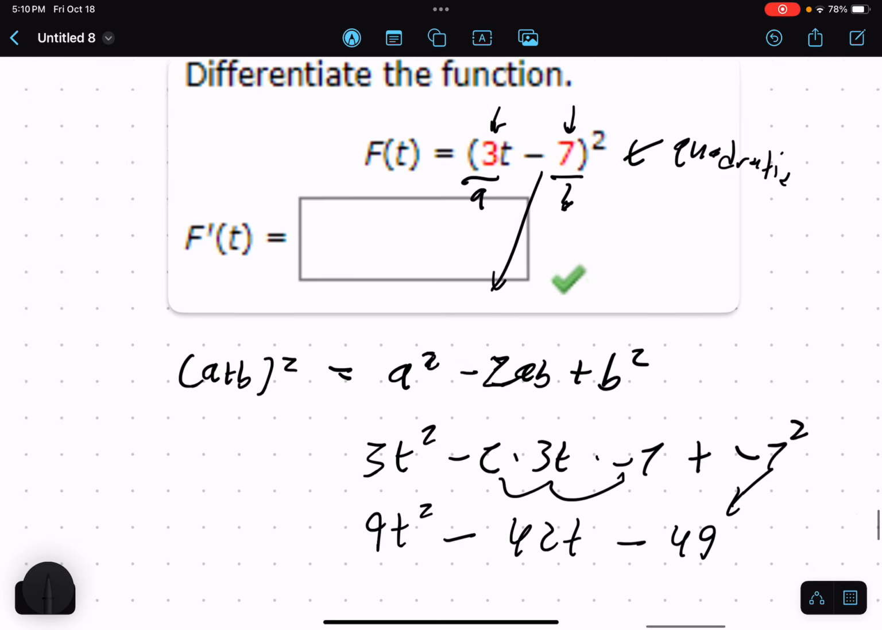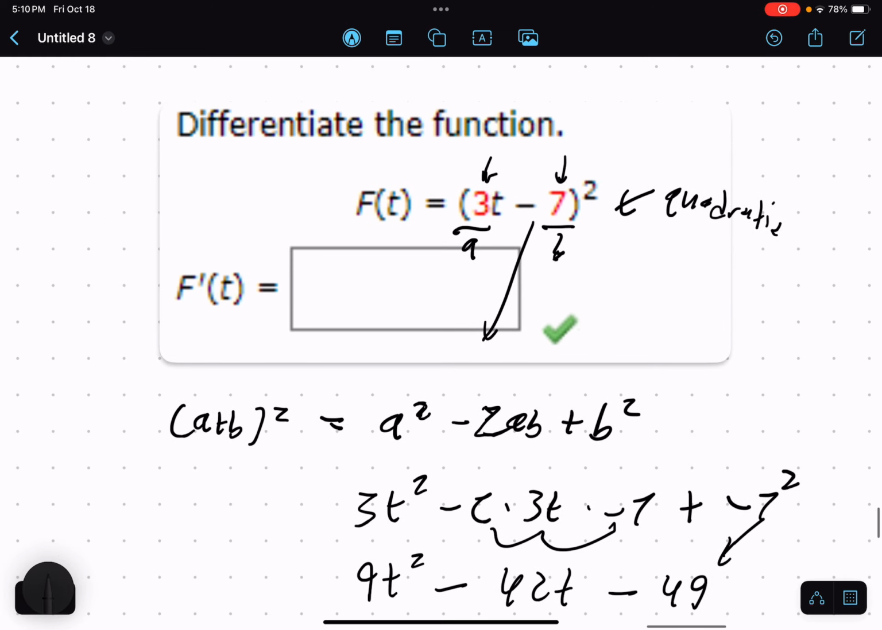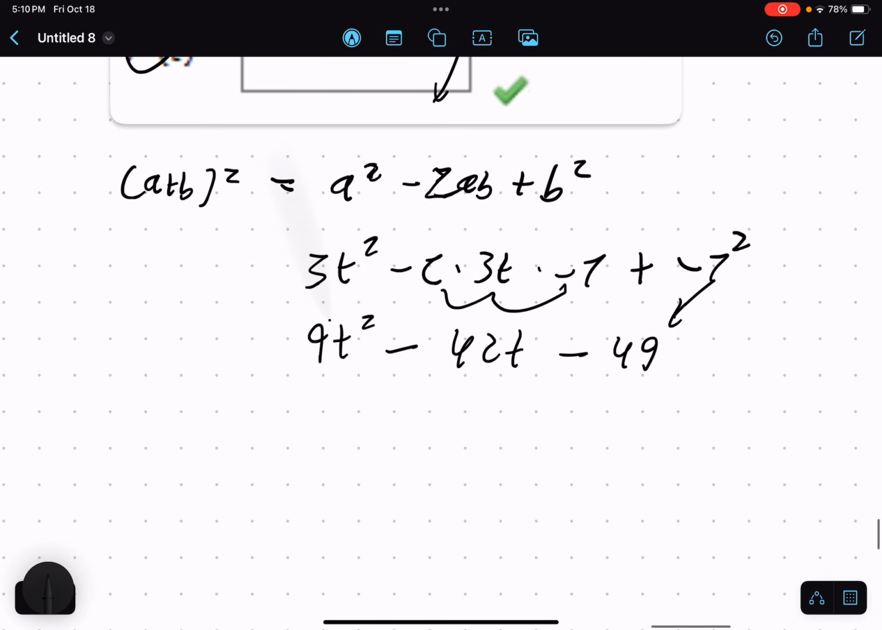Now that we have 9t squared minus 42t minus 49, it's not our answer, because when you're differentiating the function, we're trying to find the derivative. To find the derivative, you just want to multiply these front numbers by the square. That would equal 18. Notice that when I write 18, I don't put a square, because when you multiply by a square, you don't include it afterward.